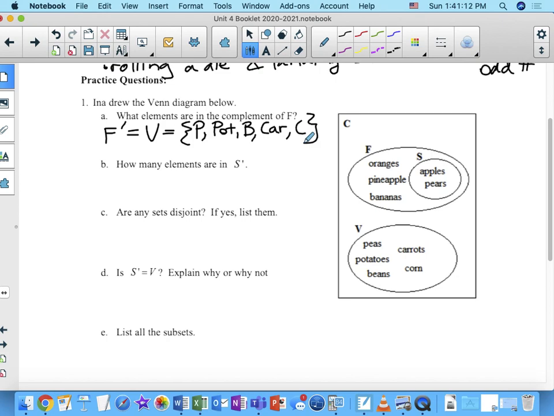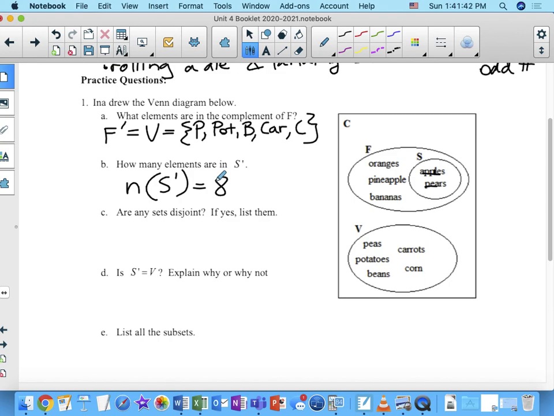Okay, how many elements are in S complement? Okay, so anything that's not in S. Well, there's only 2 elements in S, which are apples and pears. So anything that's not in S would be in S complement. And the number of elements, that would be oranges, pineapples, bananas, that's 3, and then the 5 that are in V. So the number of elements in S complement equals 8.